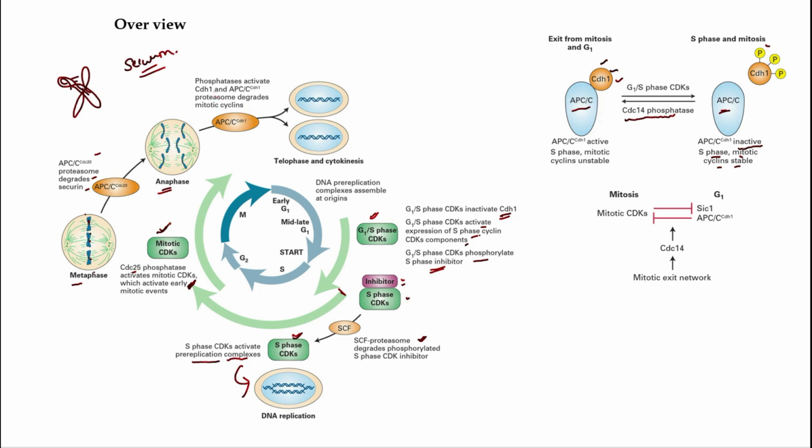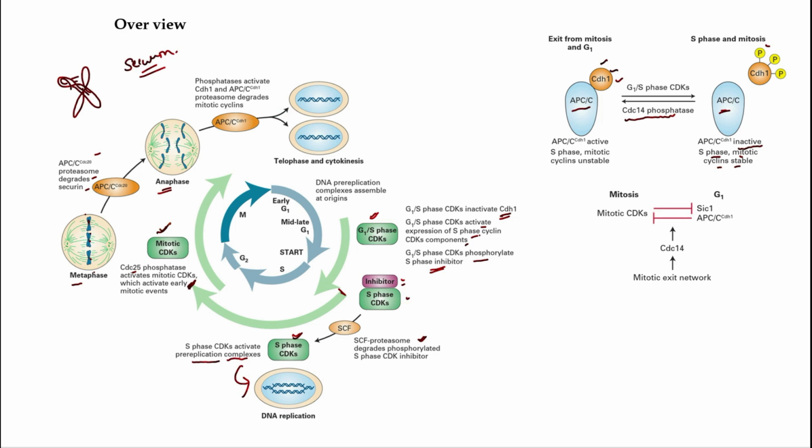When this APC is activated, it degrades the mitotic cyclin. Then the two cells will be divided. Then the cell will be divided into two daughter cells. This is all the overview of this cell cycle.